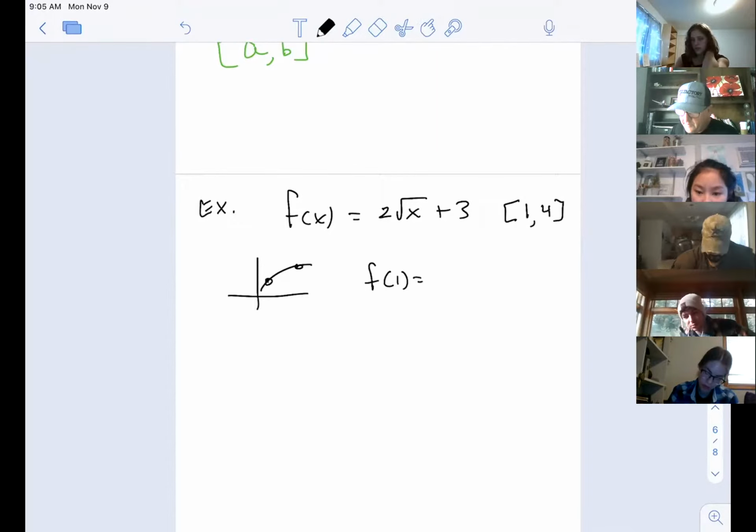Square root of 1 is 1, times 2 is 2, plus 3 is 5. So f of 1 is 5. When I stick 4 in there, the square root of 4 is 2. 2 times 2 is 4, plus 3 is 7. So I get a 7 out.